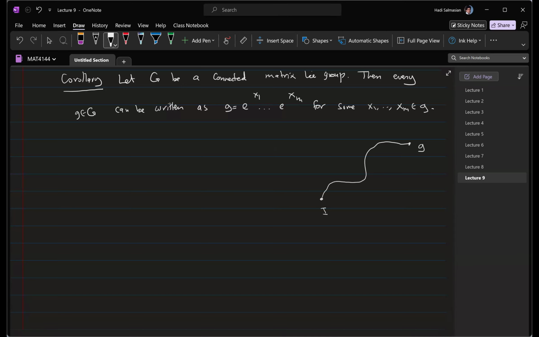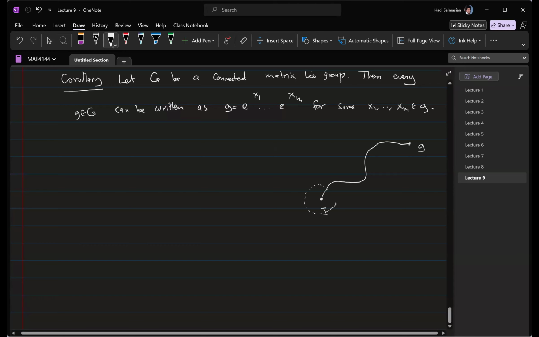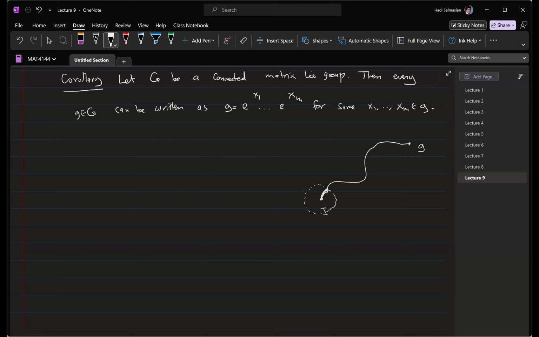Now, we know that there is some open neighborhood of the identity which is in the image of the exponential map, because exp is a diffeomorphism on this neighborhood. Therefore, for some small t, at least we know that the interval from 0 to t on this path is in the image of the exponential. But how do we continue?